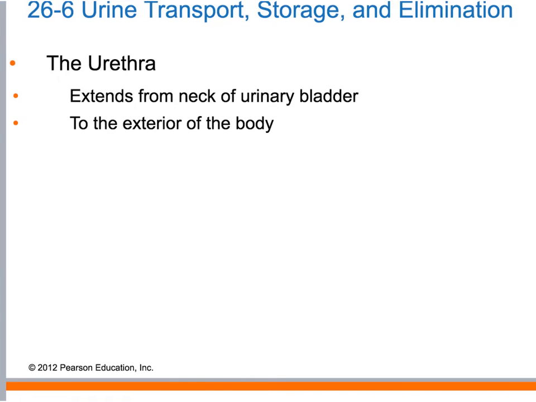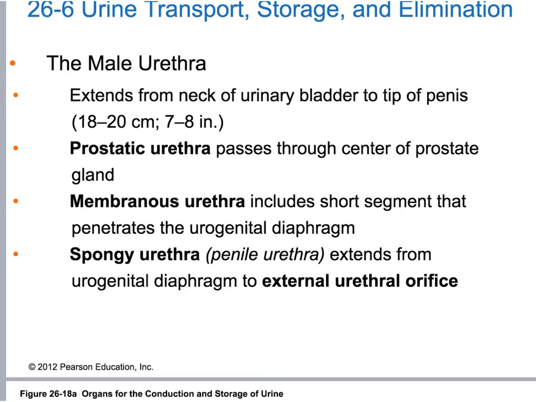The urethra extends from the neck of the urinary bladder to the exterior of the body. The male urethra extends from the neck of the urinary bladder to the tip of the penis. It can be about 18 to 20 centimeters or 7 to 8 inches. The prostatic urethra passes through the center of the prostate gland. The membranous urethra includes a short segment that penetrates through the urogenital diaphragm, and the spongy urethra is the penile urethra and extends from the urogenital diaphragm to the external urethral orifice.